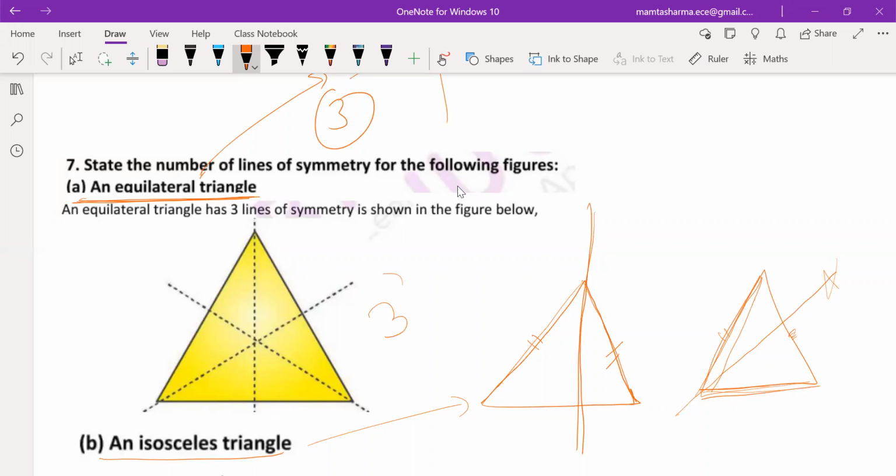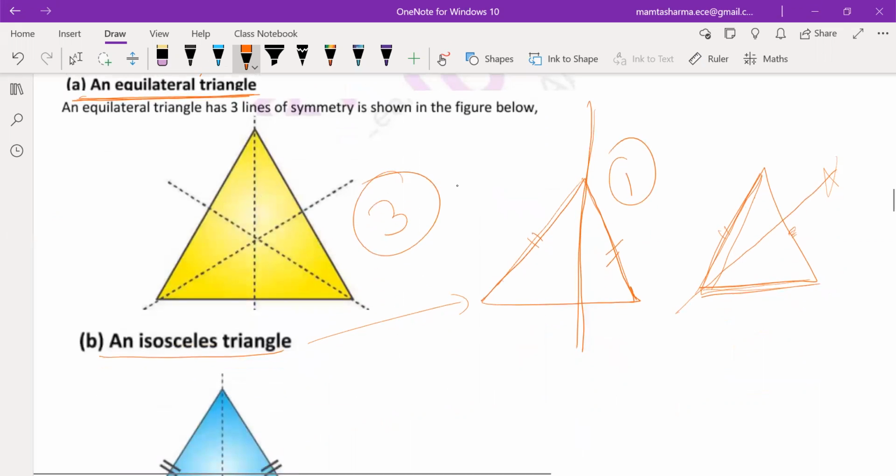In an equilateral triangle, three lines of symmetry. In isosceles, only one line. And in a scalene triangle, if this is a scalene triangle... Yeah, go ahead, tell me. What is a scalene triangle? Scalene triangle means none of the sides are equal, and none of the angles are equal. Okay. So how many symmetrical lines could be drawn?